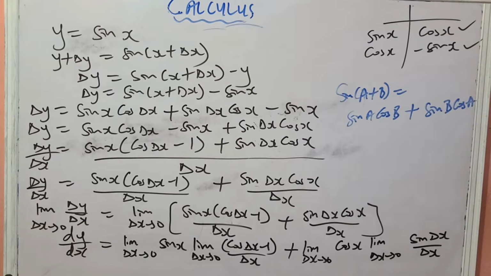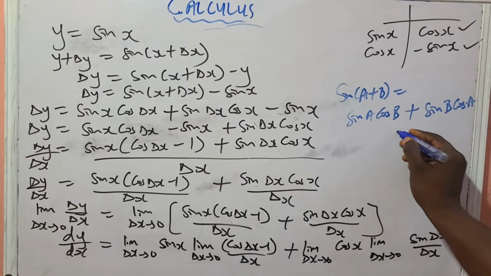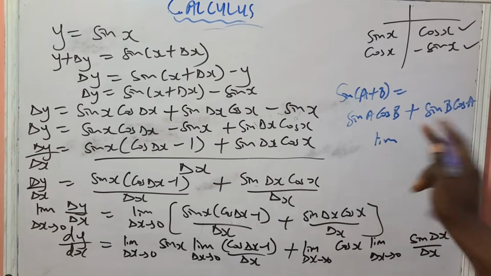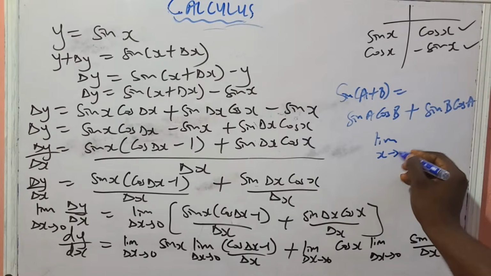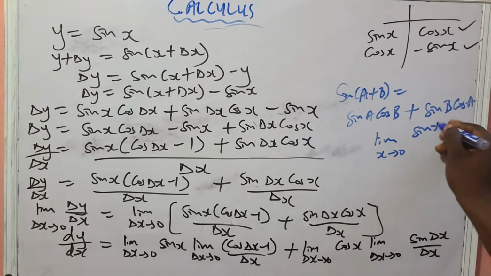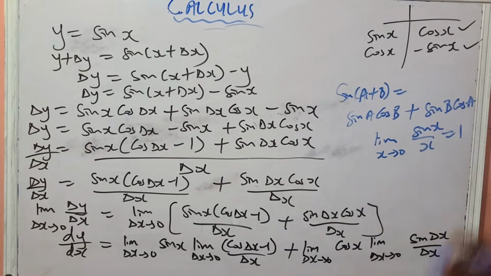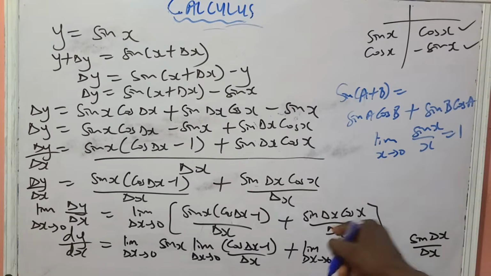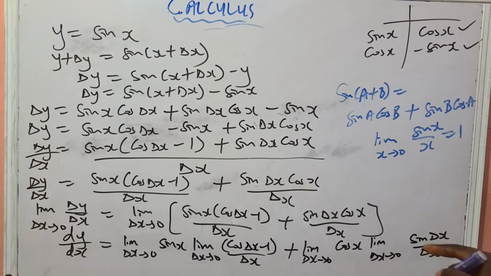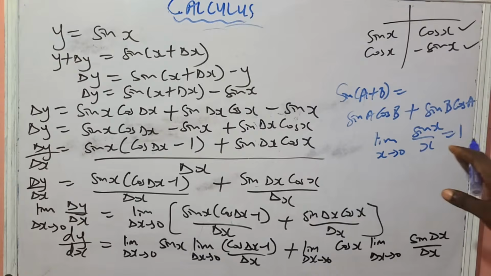Of course, one of the reasons why I did this is, and this is the reason why you have to be very familiar with all these identities, that I recollect that the limit as x tends to 0 of sine x over x is 1, something we have solved already. So when I saw something like this, I wanted to bring this together so that I can easily turn this to be 1.